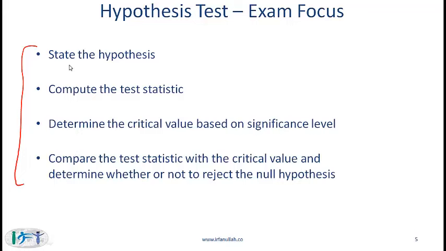To do hypothesis testing, we first state the hypothesis. We then compute something called the test statistic. Next, we determine a critical value which is based on the significance level. And finally, we compare the test statistic with the critical value and determine whether or not to reject the null hypothesis. Over the next few minutes, we will go over each of these items in detail, because the most likely scenario on your exam is that you will be tested on one or more of these steps.